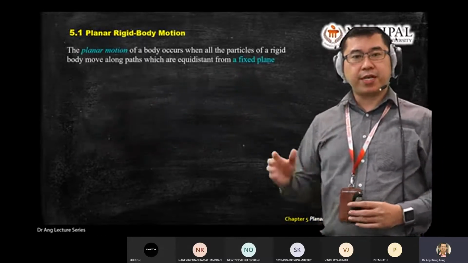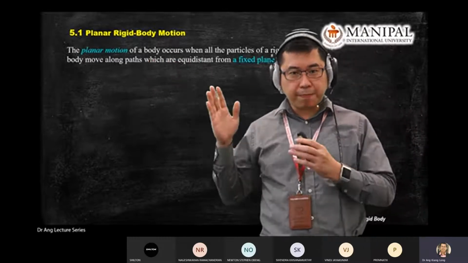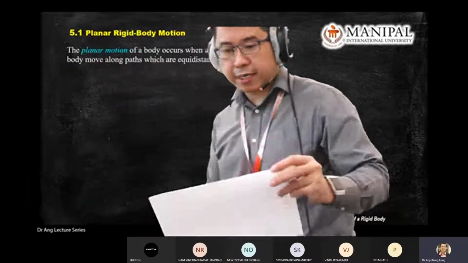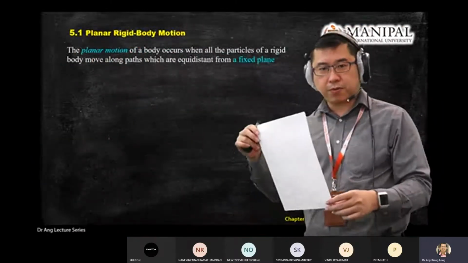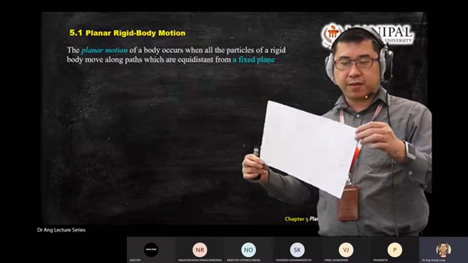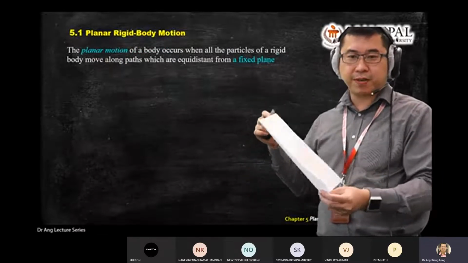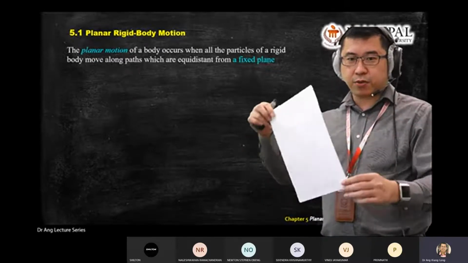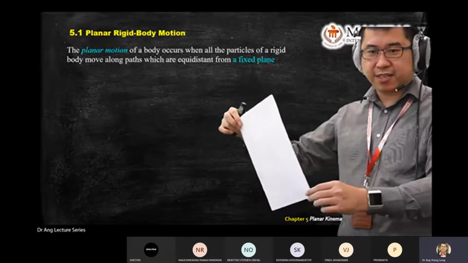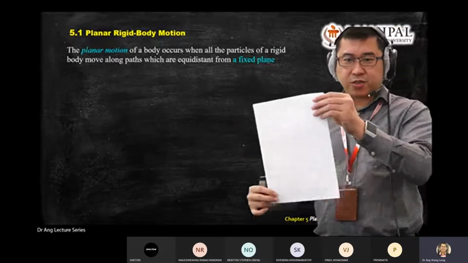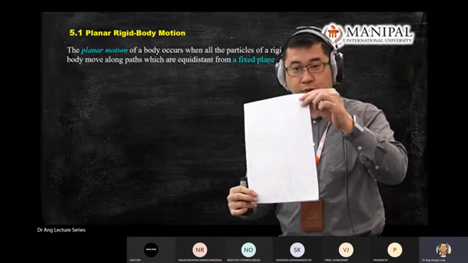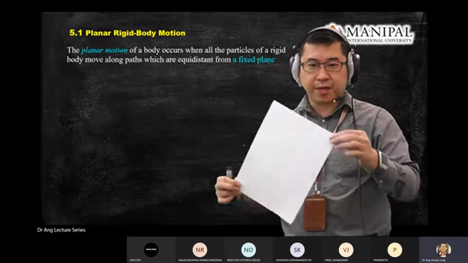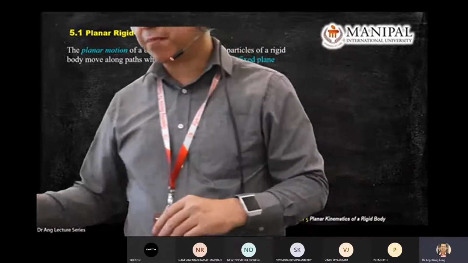First, we define what rigid body motion in planar form is. Planar here means you imagine the motion happens on a piece of A4 paper. Whether it is translating, which means moving from one location to another location, or rotating. So we will see these two motions in this chapter.